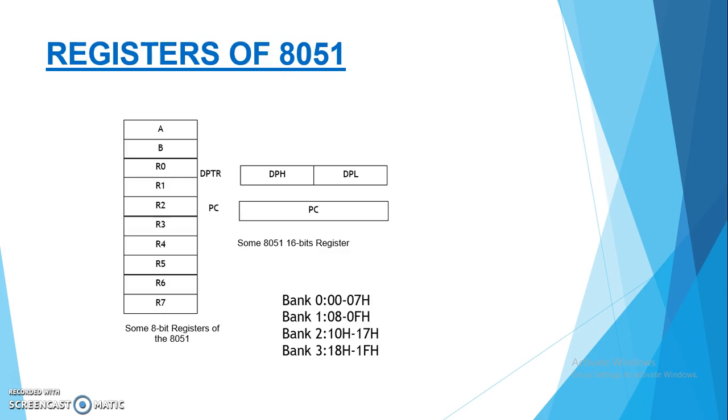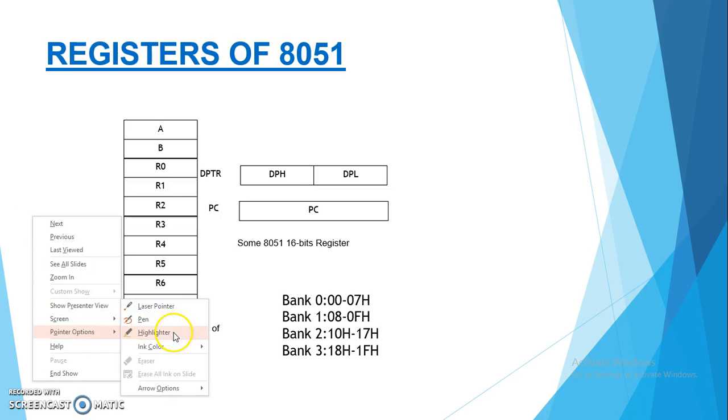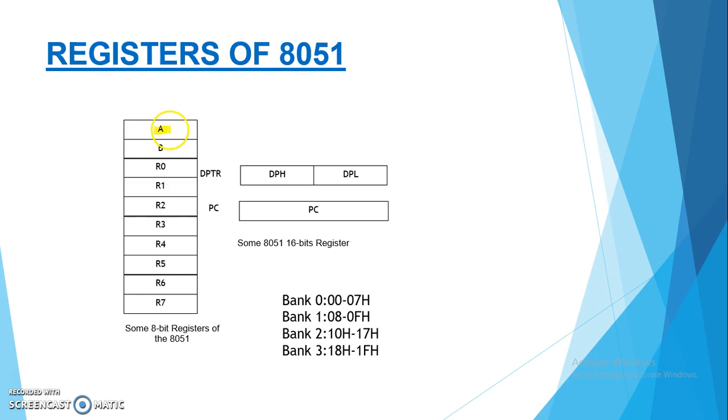So here, if you see this diagram closely, it shows the various registers of 8051. We start from the top. Let me highlight. What we denote by A is known as the accumulator. The accumulator is an 8-bit register which is responsible for arithmetical, logical or general purpose operations. The same is true of the B register. The B register is also an 8-bit register which is also used for general purpose data handling.